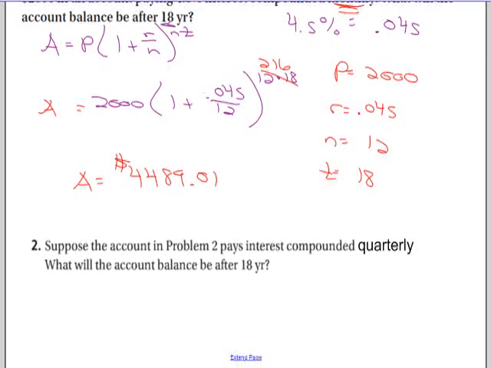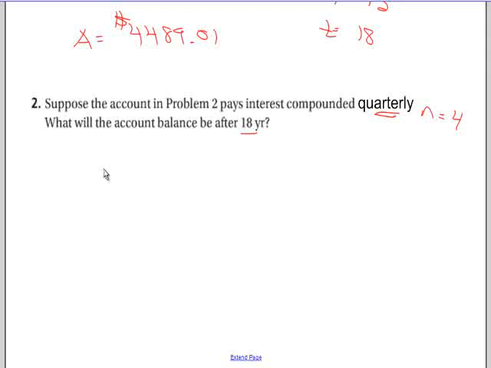Alright, so let's see what happens if it's done quarterly. Okay, so we're going to take 18 years as our time. Quarterly turns n to 4. And we're going to keep everything else in the problem the same. Let's see what type of difference we get.